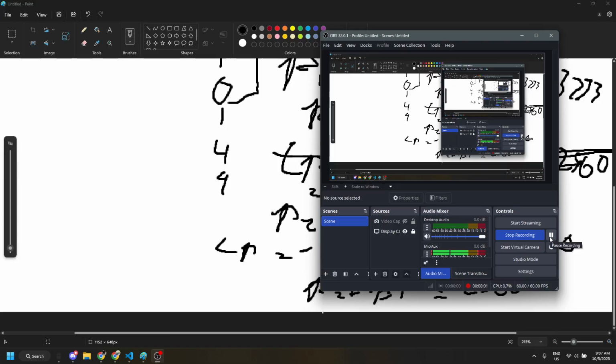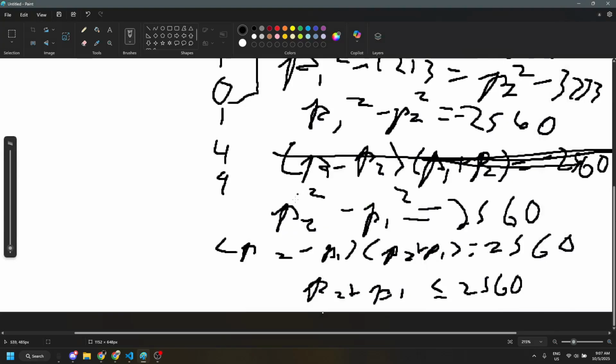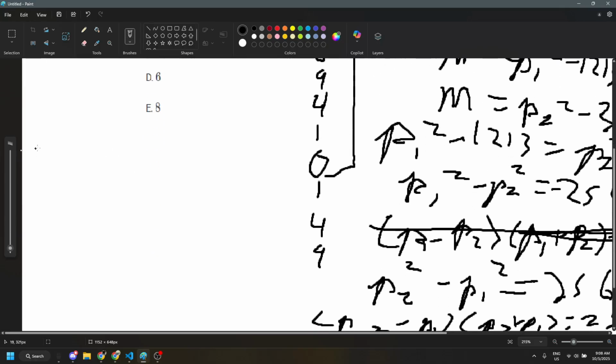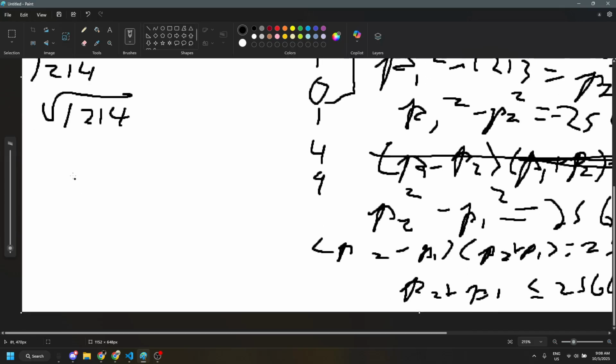Okay. So while I was eating, I was thinking we could probably get a lower bound for this by just taking m equals 1 and plugging this in here and taking the square root. So we get 1214, square root of 1214. Well, 30 squared is 900, 40 squared is 1600, so it's going to be like 35, I'm going to guess. Let's test that.